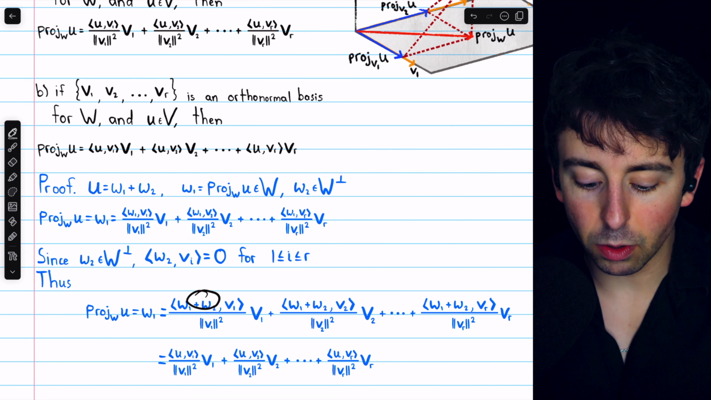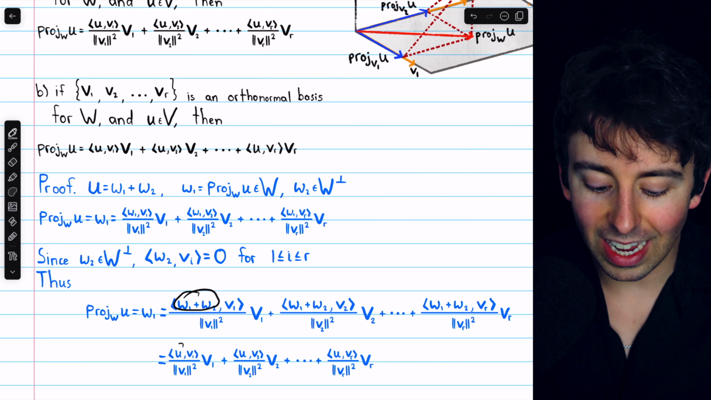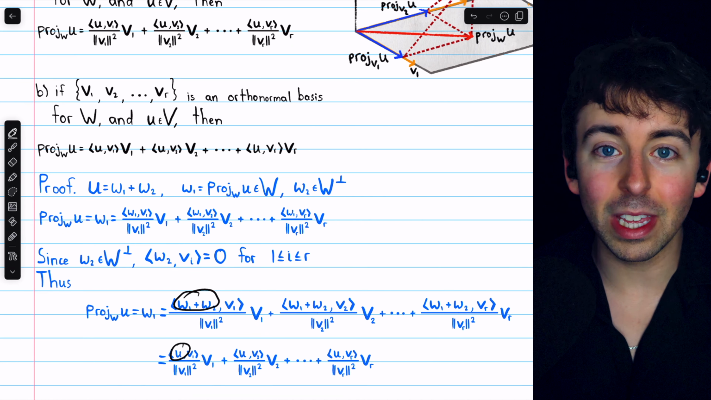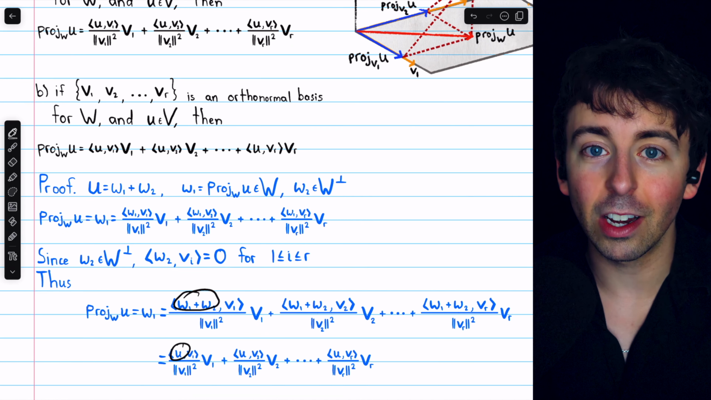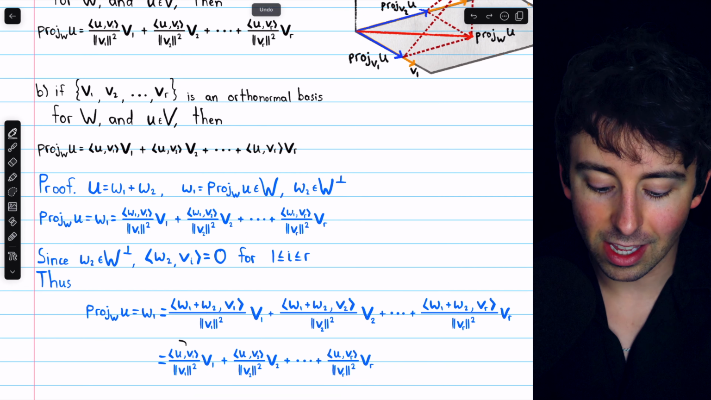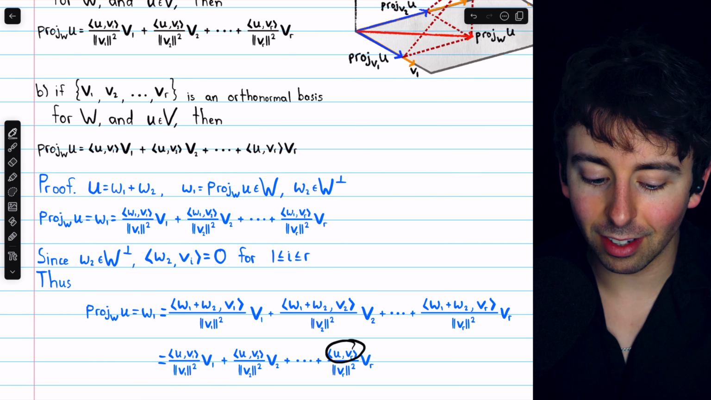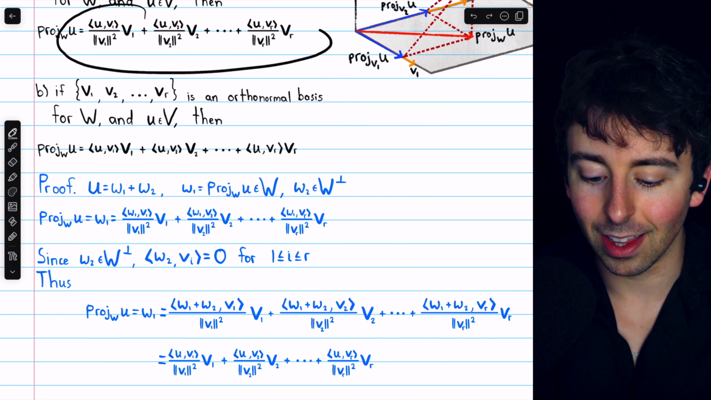So if adding w2 in the first slot of those inner products doesn't change anything, why do it? Well, because now we see what the inner product really is. It's w1 plus w2, which is u. So even though the w2 didn't actually change the number, we see clearly that the inner product is actually u with v1 and u with v2, and so on, just as claimed in the theorem.